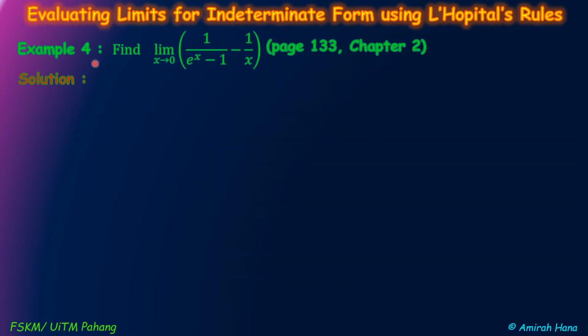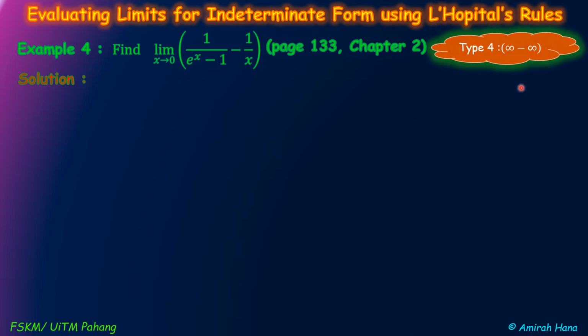Now we continue with example 4. Find limit x to 0 of 1 over e to the power of x minus 1, minus 1 over x. You can refer to this example on page 19 in chapter 2 in your handout.